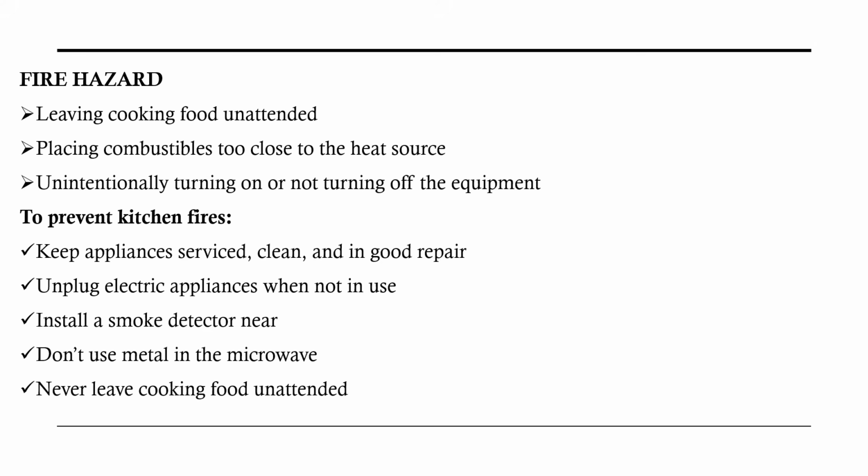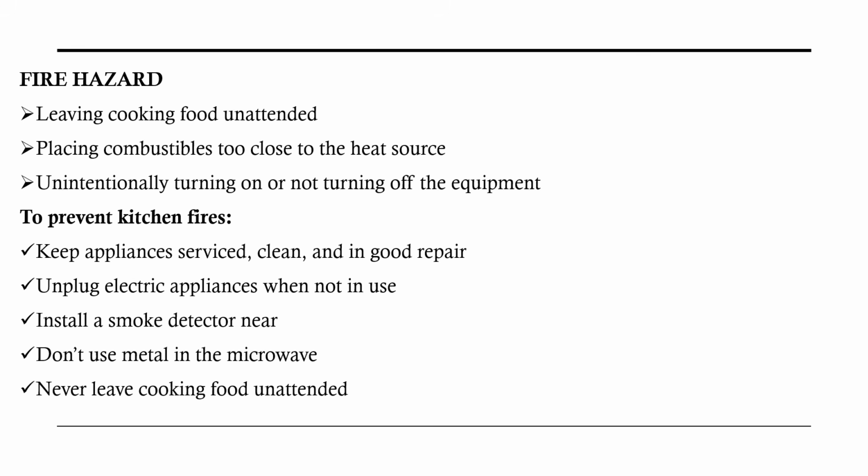All right, and now we're down to the last part of the topic. Let's talk about fire hazard. Fire is one of the most dangerous risks in the kitchen, and it can happen when, first, food is left unattended on the stove. Flammable materials like, for example, cloth or paper are left near heat. Equipment is not turned off properly.